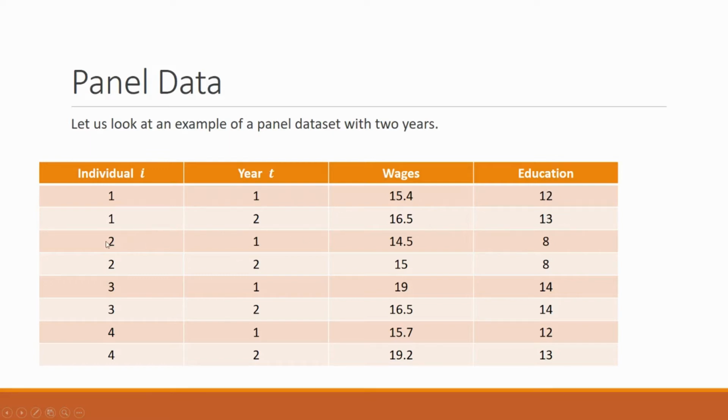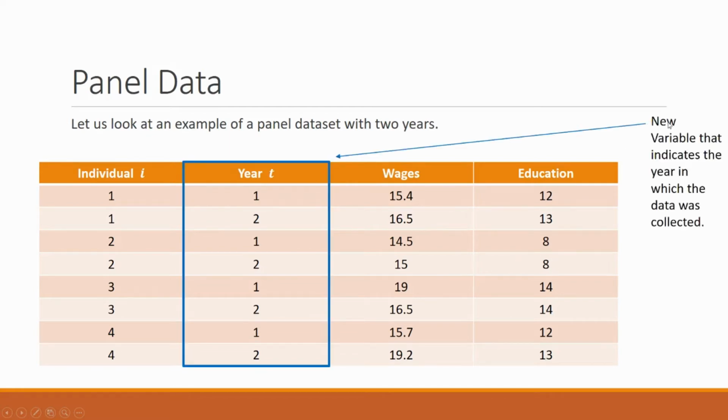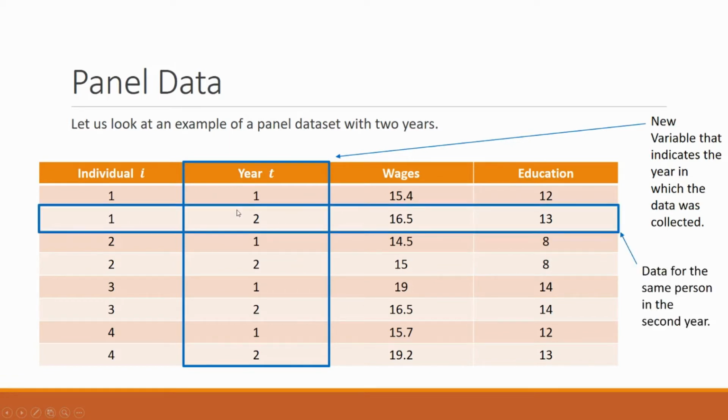All right, we can see the same for person 2. For person 2, we have data for them in 2015, year 1, okay? And the same person, person 2, in the second year, year 2, 2018, we have their wages and their education. Okay, so we have a new variable that indicates the year in which the data was collected. And then we have data for the same person in the second year. So now we have 2 observations per person, year 1 and year 2.